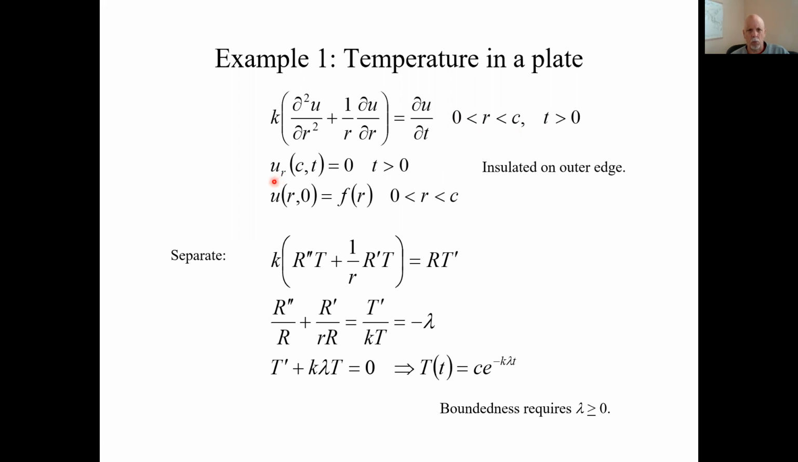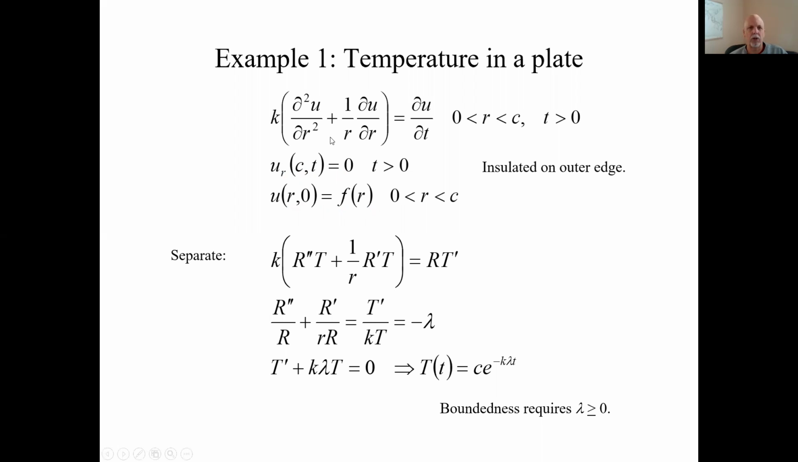The boundary condition, or one boundary condition, is that it's insulated at the outer edge. It's going to mean that the derivative of U, which is the temperature in the plate, with respect to R, out at that outer edge is 0. And then there's an initial condition. At time t equals 0, there's a given temperature over the plate, a function of R, radius from the center. So it's radially symmetric.